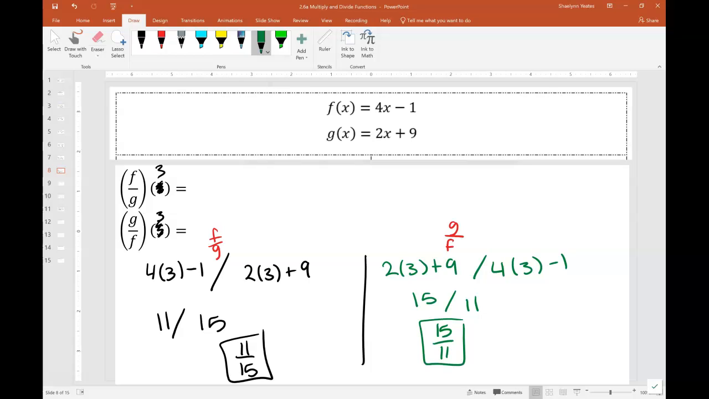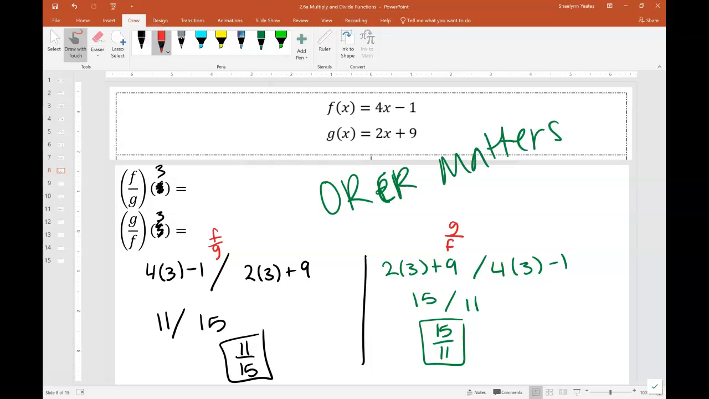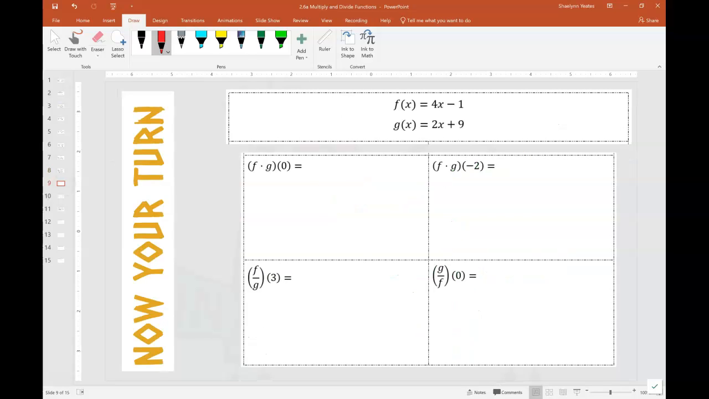Okay. Did I get the same answer both times? No. So when dividing, order matters. Because you'll get reciprocals. So here we got 11/15, and here we got 15/11. Those are very different numbers.